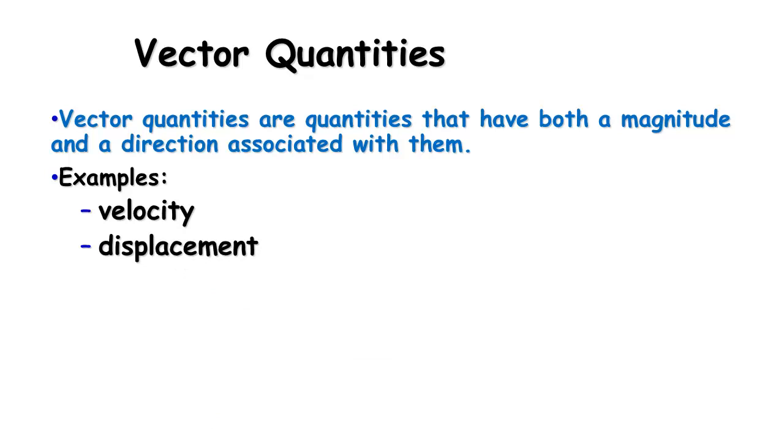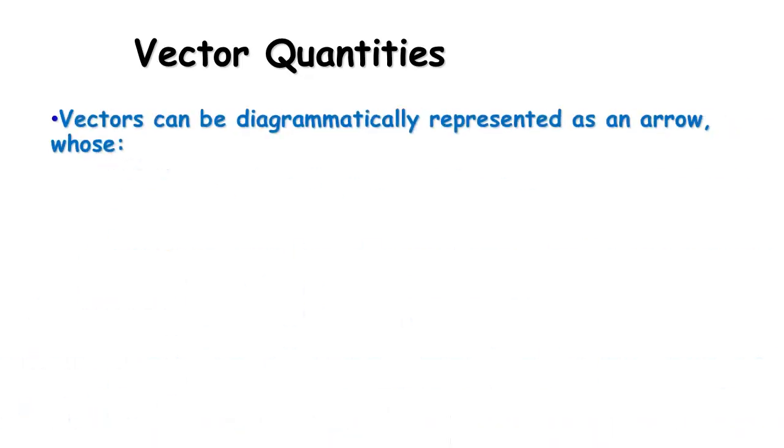Displacement is similar to distance, but this also has a direction. We'll look at that more later in this screencast. Acceleration and force are also examples. Because of the nature of them carrying direction, we tend to represent them diagrammatically. It makes it much easier to do our calculations.